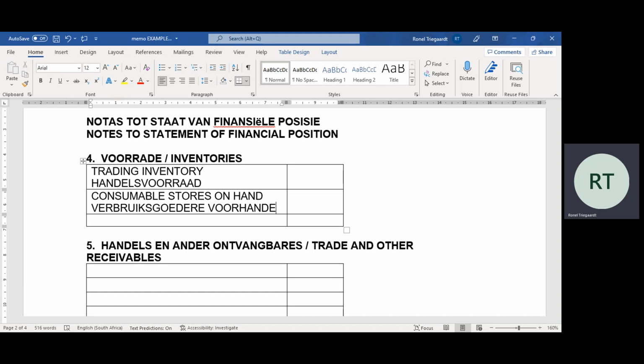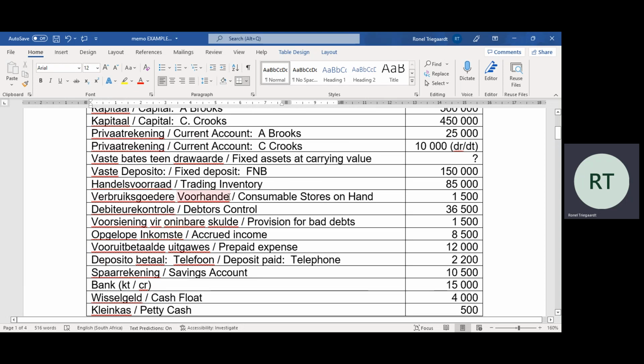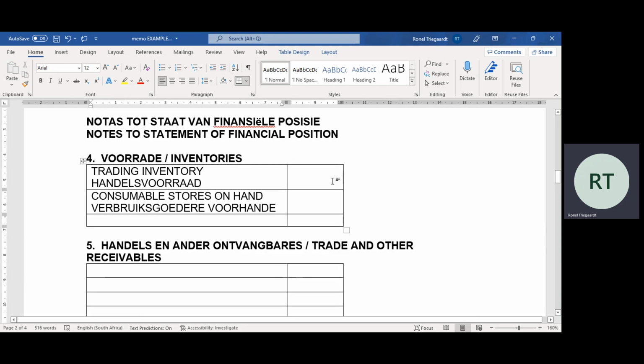Now let's go to the information and see. Remember I told you I gave you the information. So kom ons kyk gou wat staan hierso. Daar was handelsvoorraad, trading inventory is 85,000, consumable stores on hand is 1,500. Is julle by daarmee? So all I had to do is write in those amounts, 85,000 and 1,500. There's nothing else.